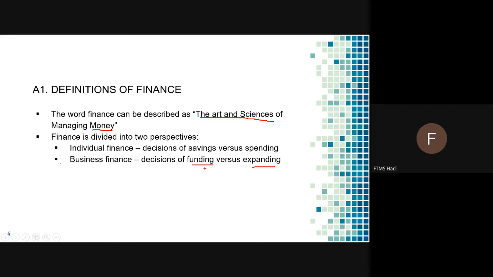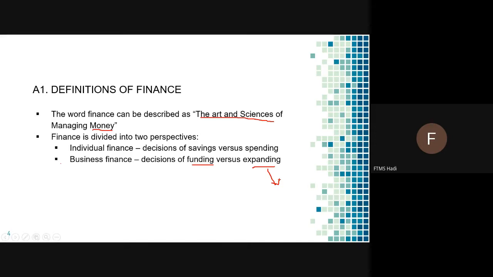Expanding means that once you get the funding, the money, either from a loan or from capital, you expand the business. Expanding the business means making the business grow. In terms of expenses, for example, buying assets. If you are selling burgers, of course you need to buy stalls, buy equipment, buy cutlery, buy raw materials and so on.